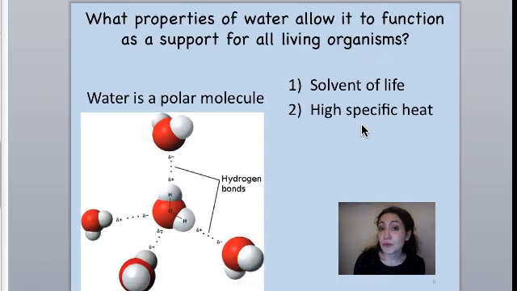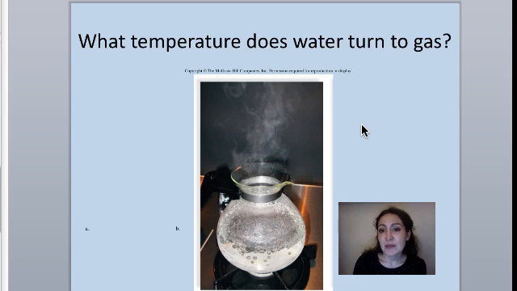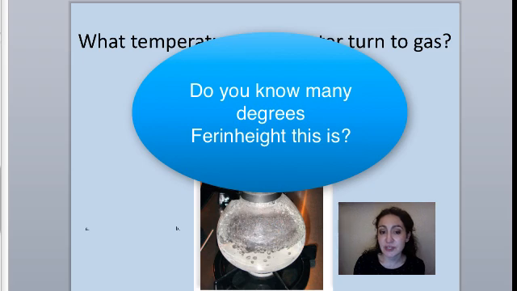Okay, if you are familiar with boiling water, and I think you probably are, this is an example. I just have a question to ask you. What temperature does water turn to gas? You probably are thinking 100 degrees Celsius. It's 100 degrees Celsius, so it takes a lot of energy.